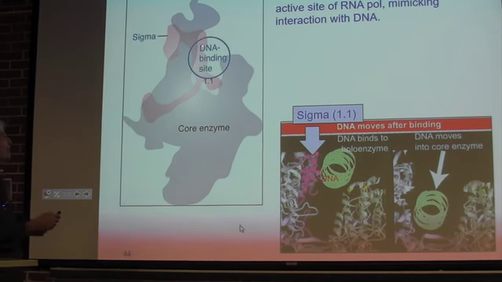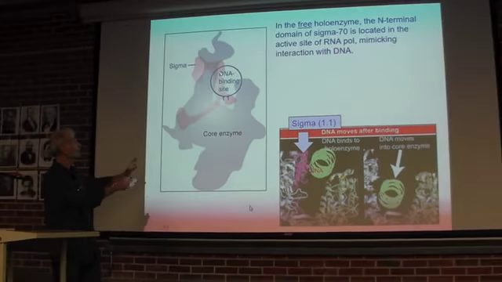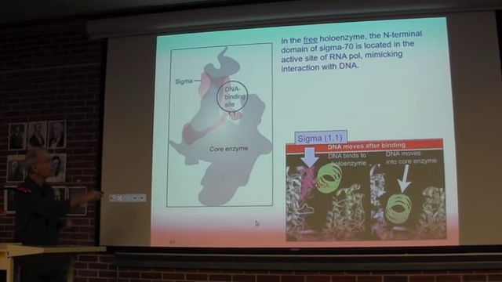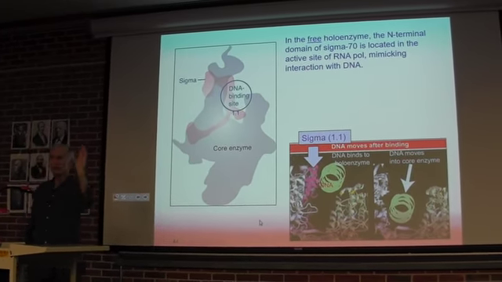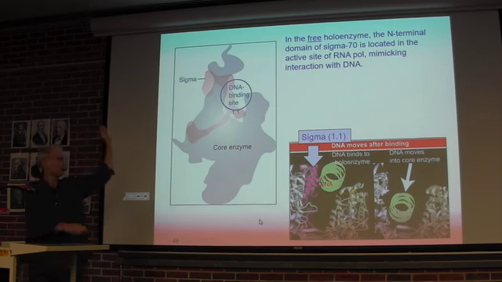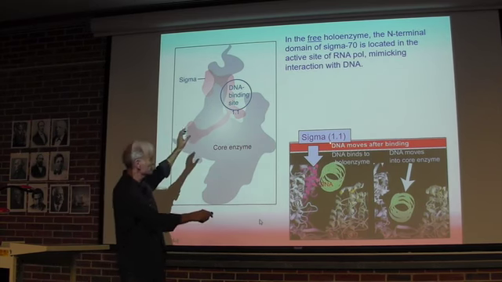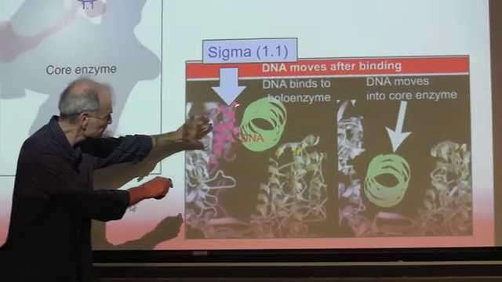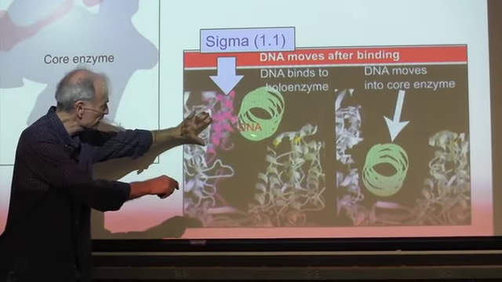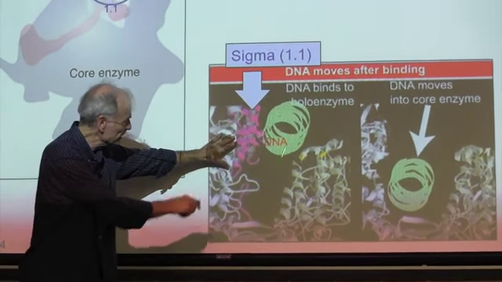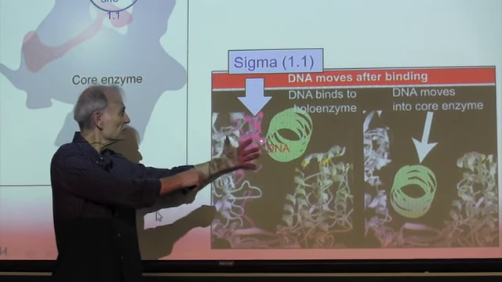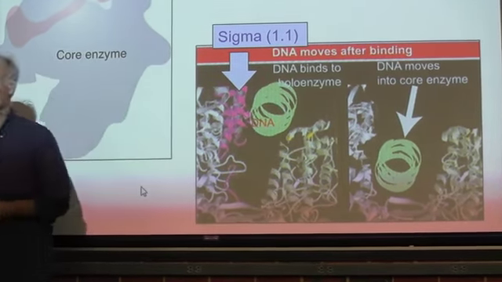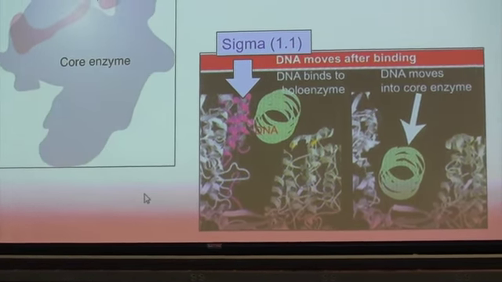This is illustrating the fact that sigma, drawn here in sort of pink, its domain 1.1 actually partially occludes the channel before the DNA gets there. Here's a more accurate representation. Sigma domain 1.1 is in sort of pink, and you see it before the DNA enters. There's not quite enough room for the DNA to enter too, so sigma moves out of the way, and now the DNA can fully seat itself in the DNA channel.